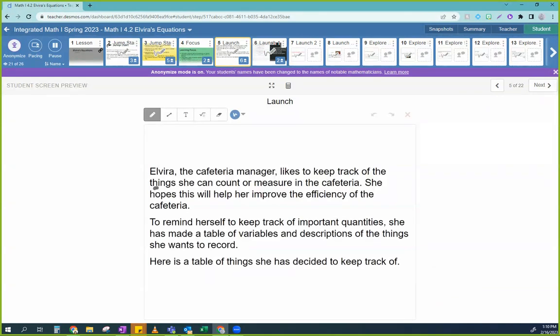Okay. So Elvira, she's back. Our favorite cafeteria manager. Again, she likes to keep track of the things she can count or measure in the cafeteria. She hopes this will help her improve the efficiency of the cafeteria. To remind herself to keep track of important quantities, she has made a table of variables and descriptions of things she wants to record. Here's a table of things she's decided to keep track of.